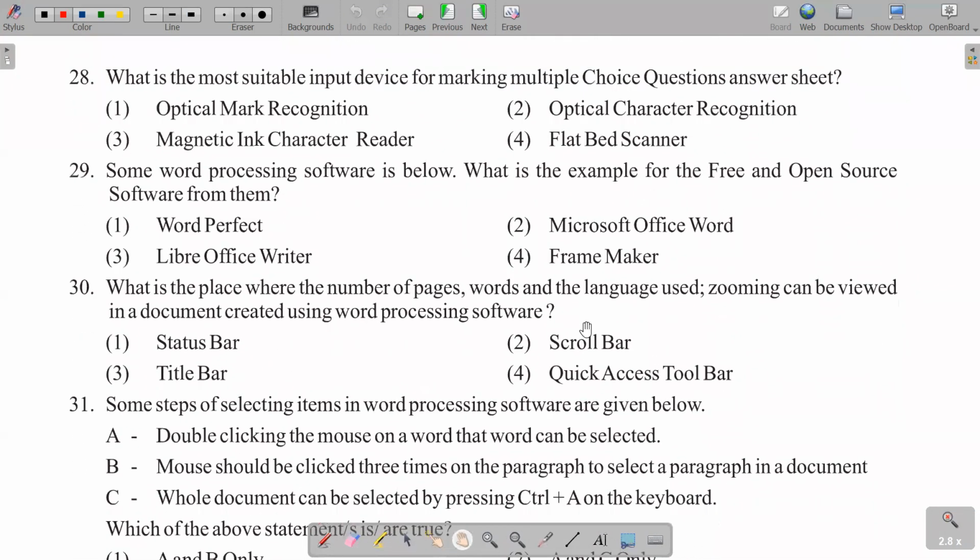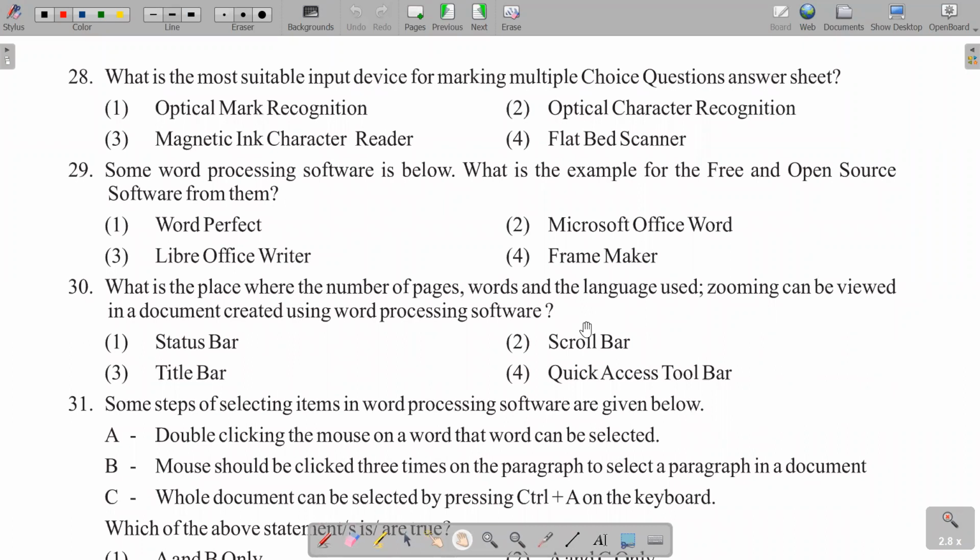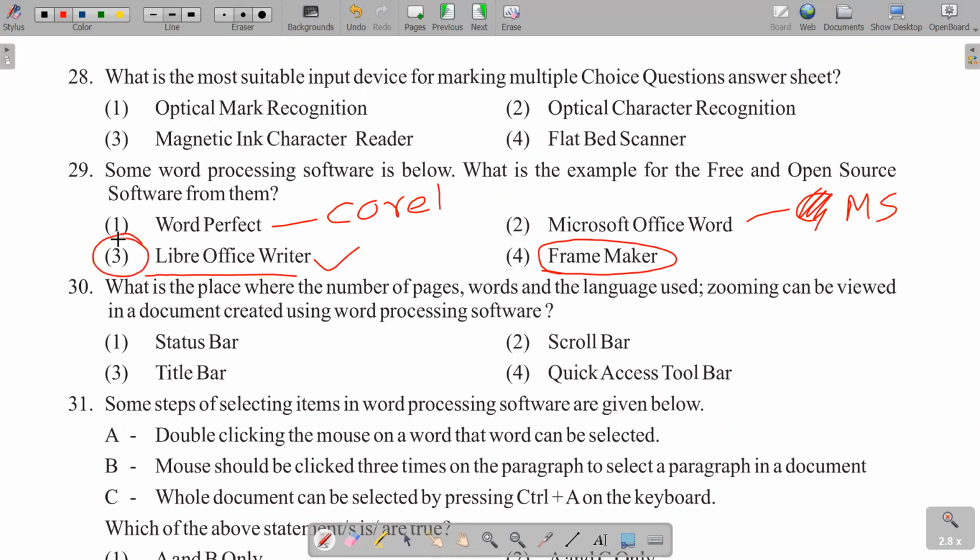Yes, 29th. Some word processing software is given below. What is the example for free and open source software from them? Now, WordPerfect is given by the Corel Corporation, so you have to pay and take a license version. Microsoft Office Word, again, is from Microsoft. You have to pay and take it. LibreOffice Writer is the correct one, open source. FrameMaker, I really don't remember which organization it is from, but it's a clear-cut answer to have over here, number 3, LibreOffice Writer.